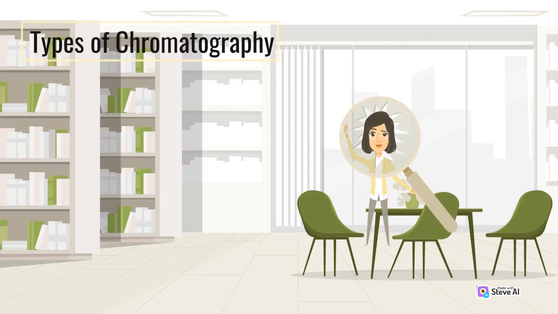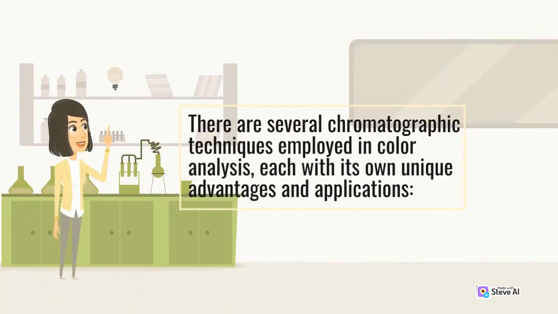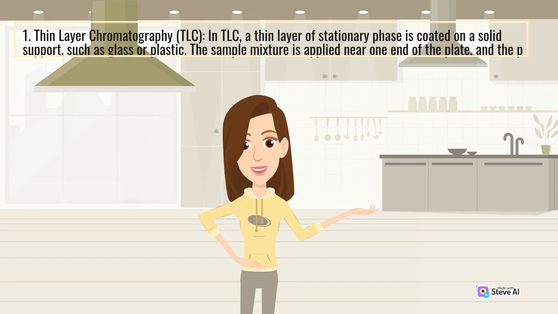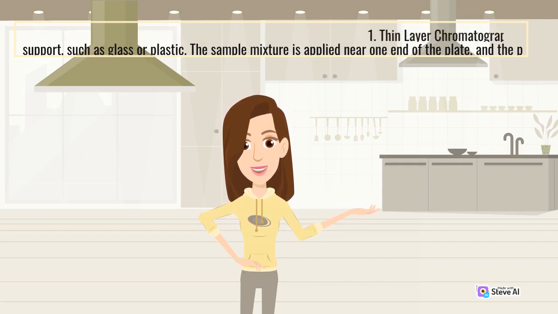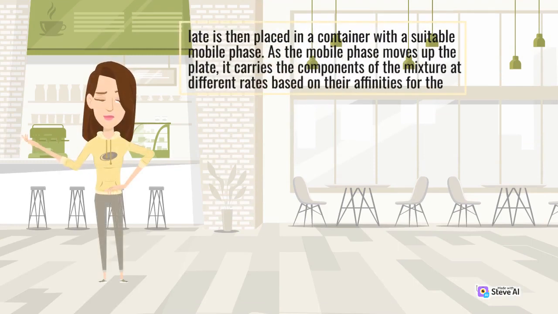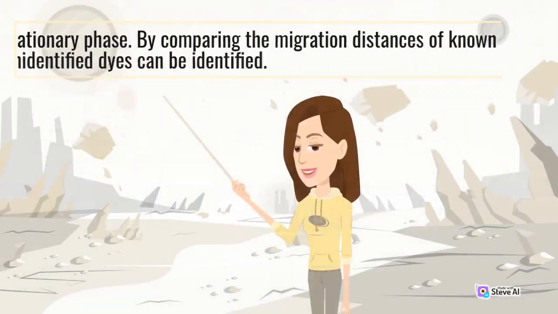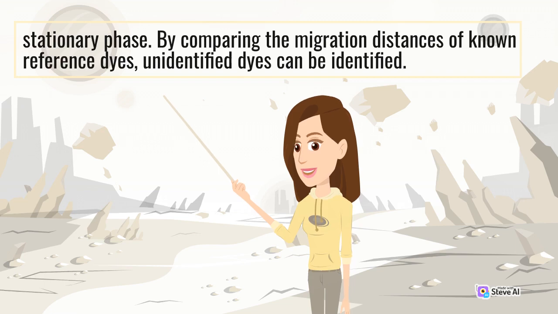Types of chromatography. There are several chromatographic techniques employed in color analysis, each with its own unique advantages and applications. 1. Thin layer chromatography, TLC. In TLC, a thin layer of stationary phase is coated on a solid support, such as glass or plastic. The sample mixture is applied near one end of the plate, and the plate is then placed in a container with a suitable mobile phase. As the mobile phase moves up the plate, it carries the components of the mixture at different rates based on their affinities for the stationary phase. By comparing the migration distances of known reference dyes, unidentified dyes can be identified.